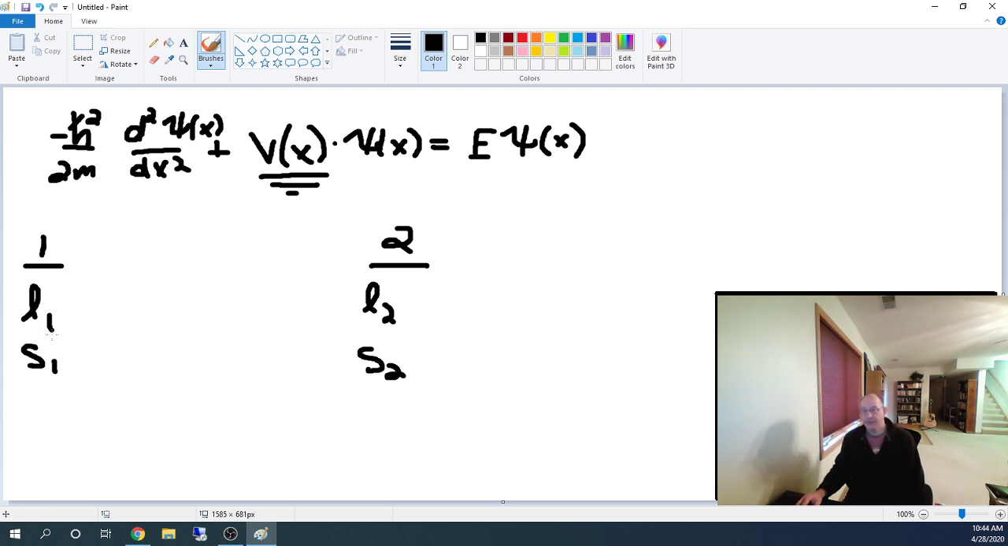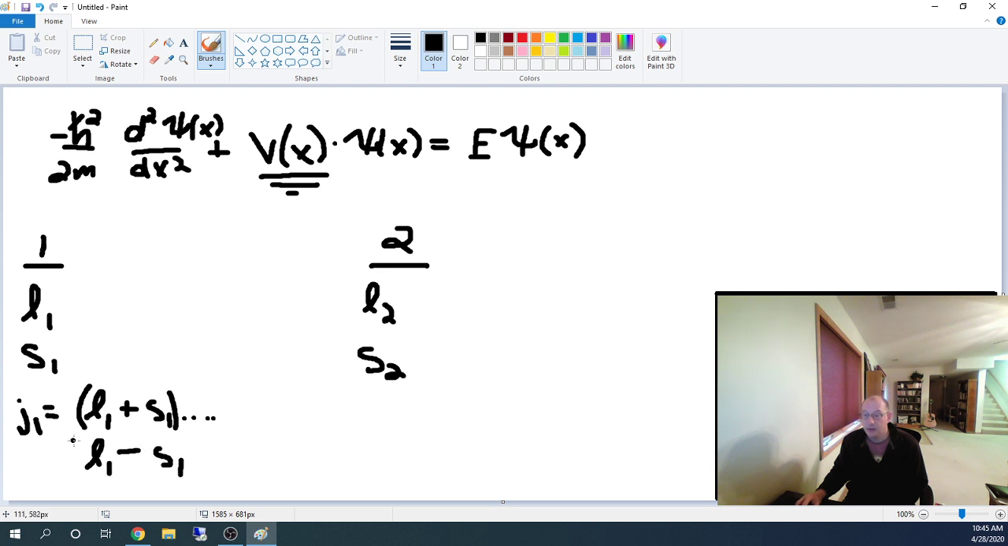When you add these things in, let's forget about 2 for a second. Let's just do number 1 first. The values here for J1 are from L1 plus S1 all the way, in integer steps, down to the absolute value of L1 minus S1.